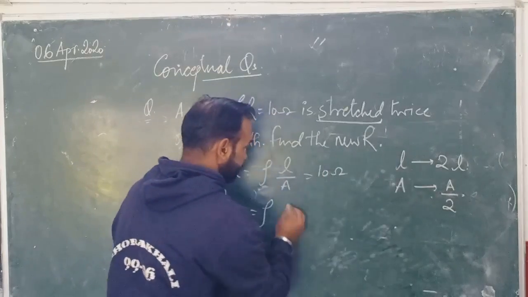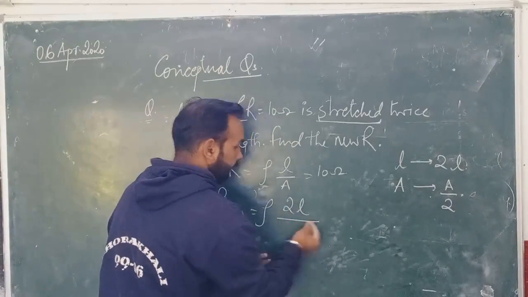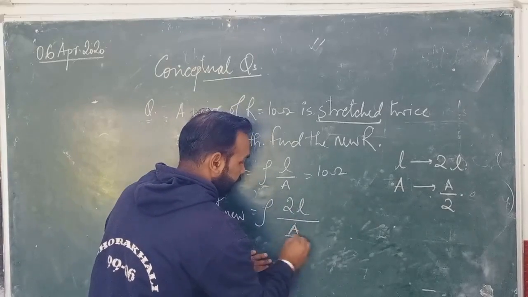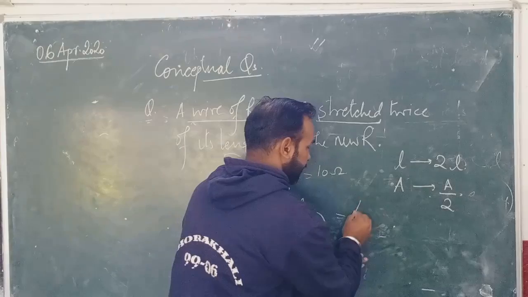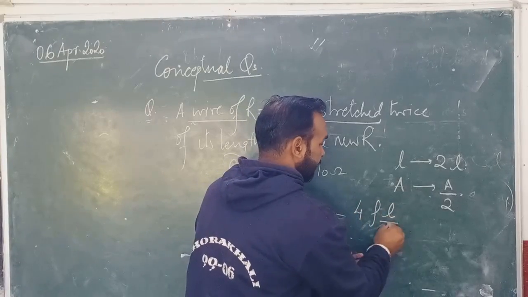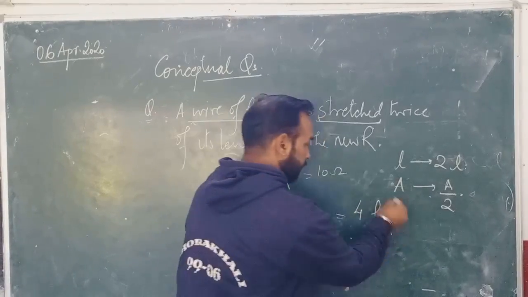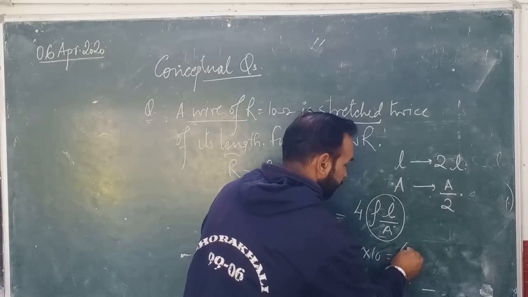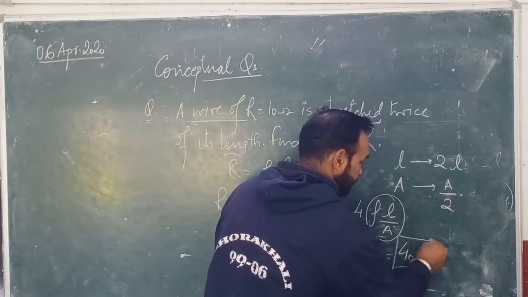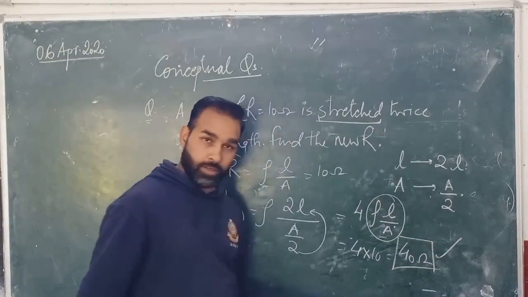So L new will become 2L and A will become A by 2. So this 2 will go up and it will become 4 rho L upon A. Now this is 4 into 10, that is 40 ohm. So this is the correct answer.